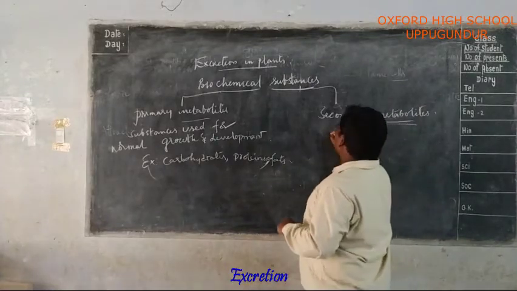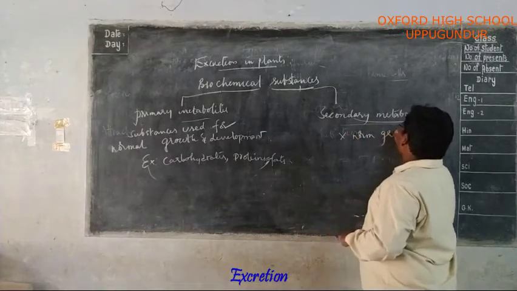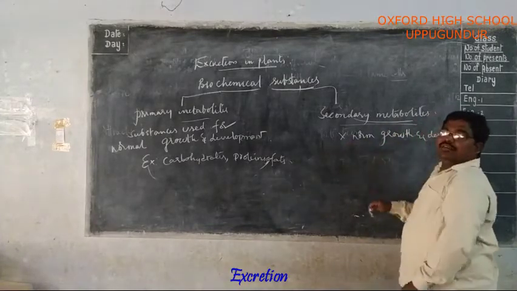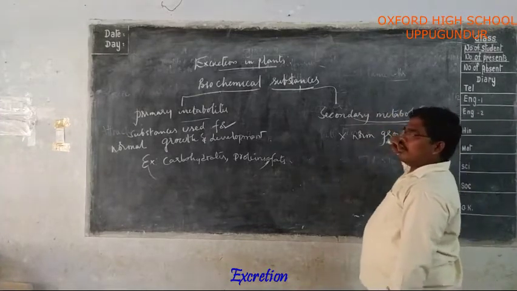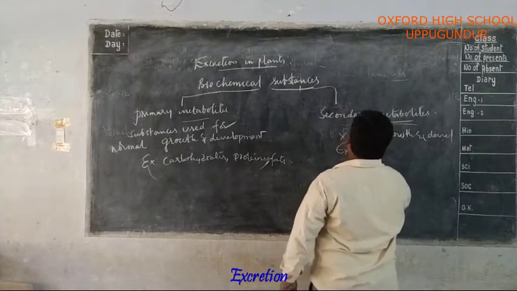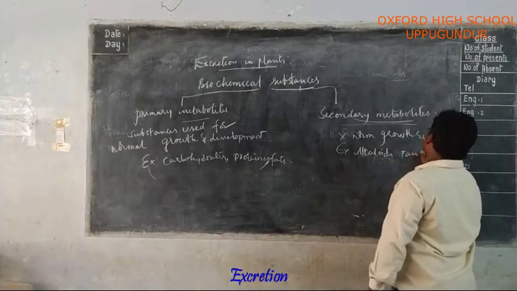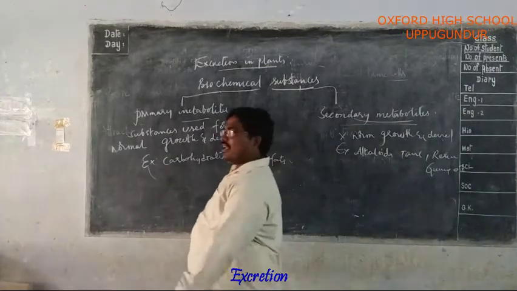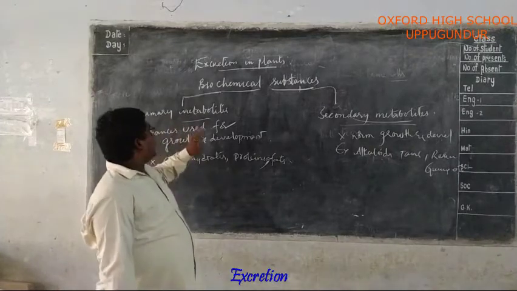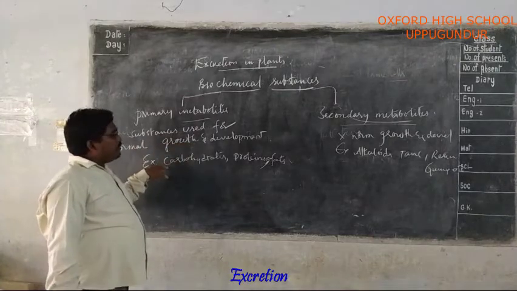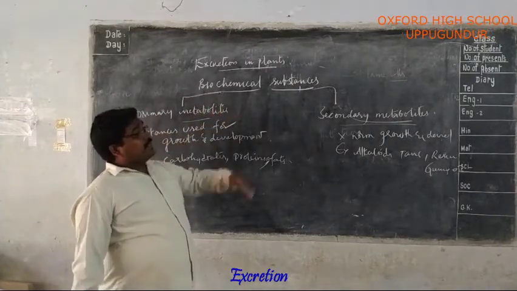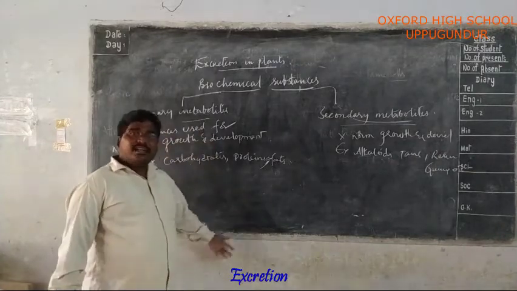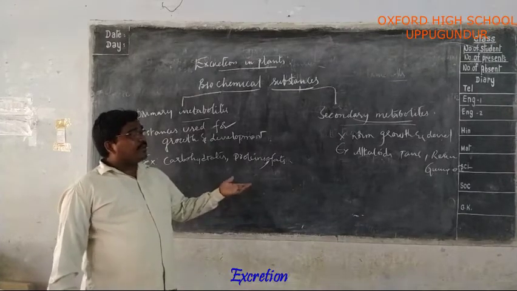Secondary metabolites are compounds which are not useful for normal growth and development. They are alkaloids, tannins, resins, gums, etc. These are the primary and secondary metabolites. Substances used for normal growth and development, for example carbohydrates, proteins, and fats, are primary metabolites. Substances which are not useful for the normal growth and development of the plant, for example alkaloids, tannins, resins, gums, are called secondary metabolites.